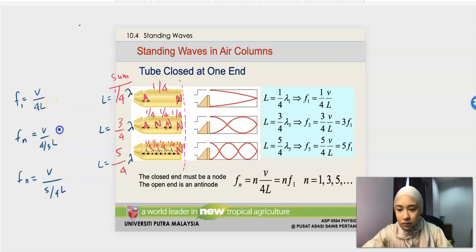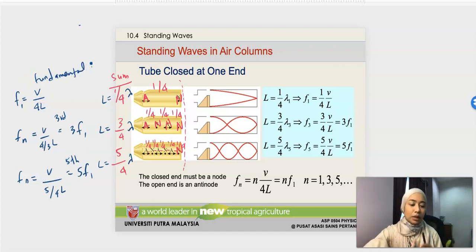This one is 5/4L. So in terms of the fundamental frequency, we can say that this is 3 times F1, and this is 5 times F1. Which means that this is our 3rd harmonic, and this is our 5th harmonic. This is our fundamental. Earlier we had 1, 2, 3. Now, for a tube closed at one end, we have 1, 3, 5. Remember, NA or AN gives you half a wavelength. That is how you calculate what harmonic it is at.